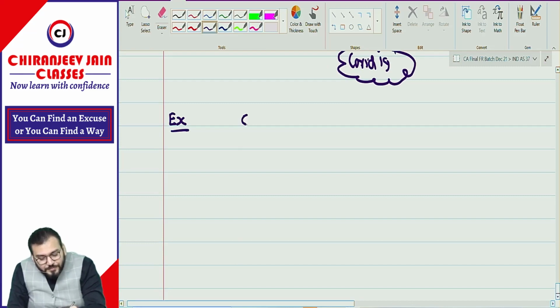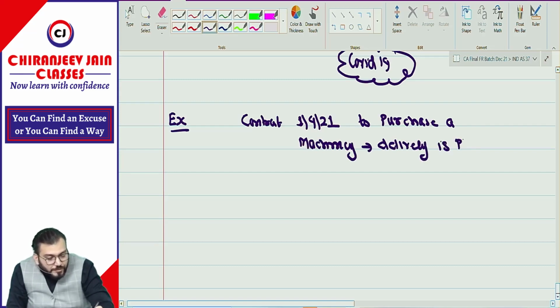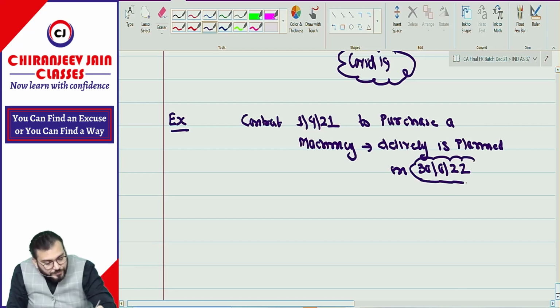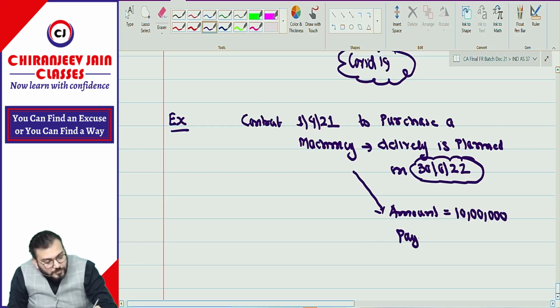Suppose we have done a contract on 1/4/2021 to purchase a machinery for which delivery is planned on 30th June 2022. Correct? The amount payable is 10 lakh.